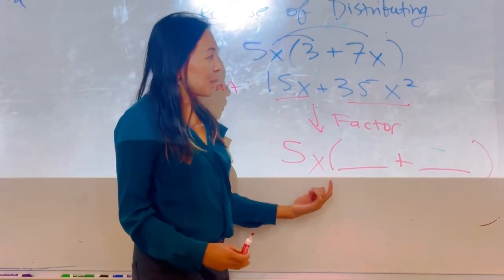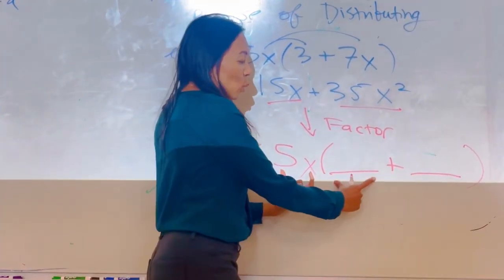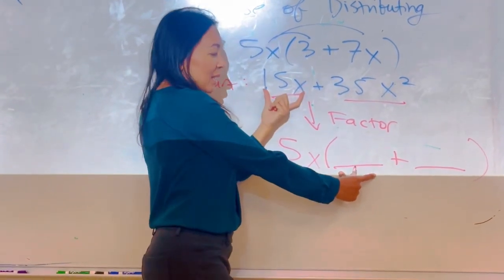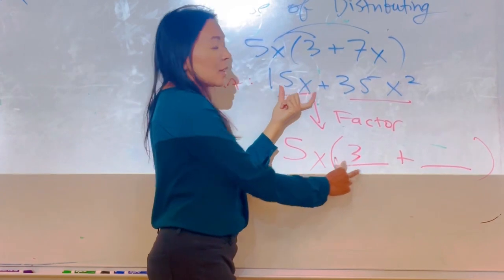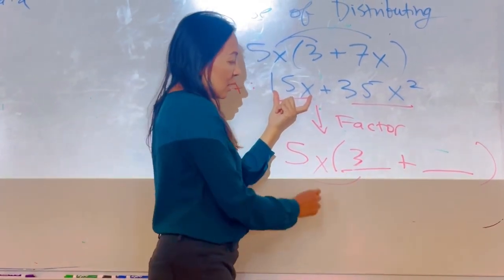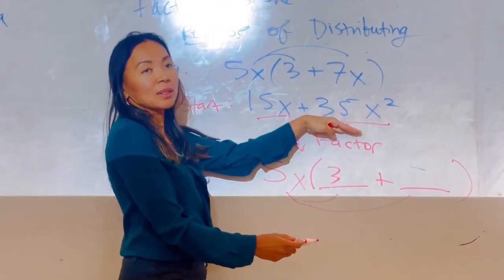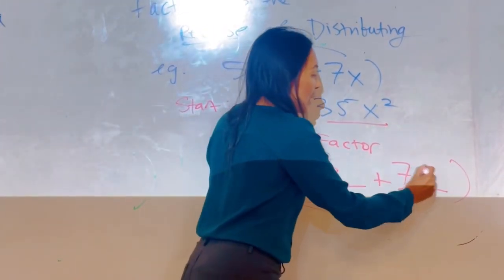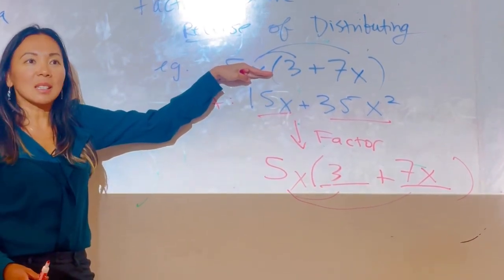And then I ask myself, because I want to get back to this original one here, 5x times what will give me 15x? 3, right? 5x times 3 will give me 15x. And then I ask myself, 5x times what will give me 35x squared? 7x. 7x, right? And therefore, I go back to its beginning.